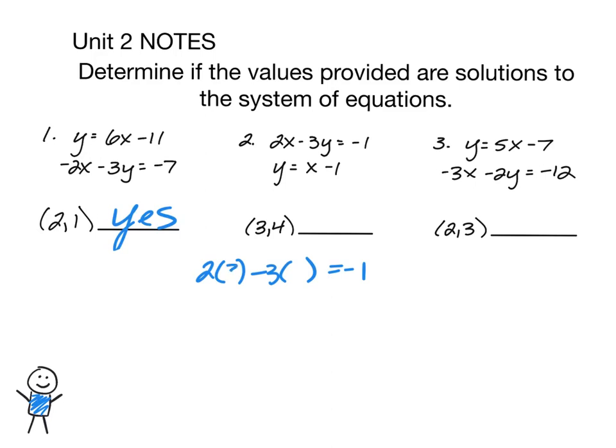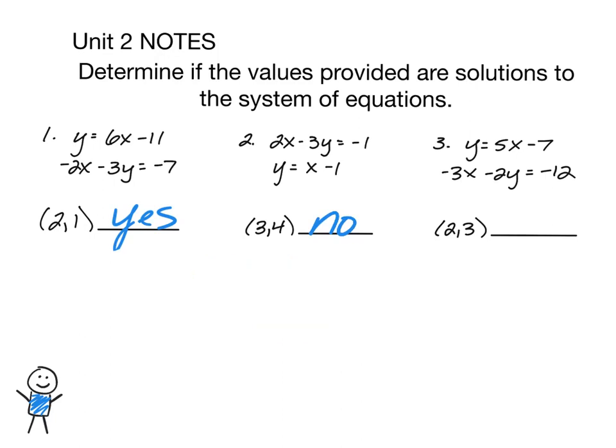So the x is a 3, and the y is a 4. In this case, I get 2 times 3, which is 6, and negative 3 times 4 is negative 12. Is equal to negative 1, and 6 minus 12 is negative 6, which does not equal negative 1. So there's no need to even test the other equation. It didn't work in the first one. (3, 4) is not a solution to that particular system.